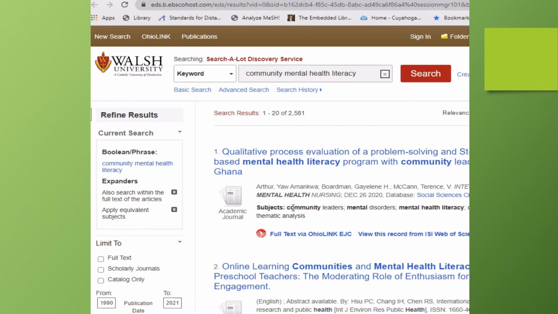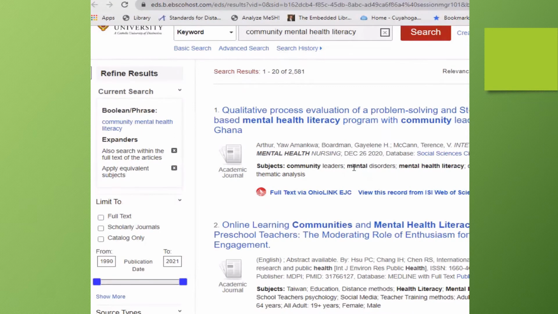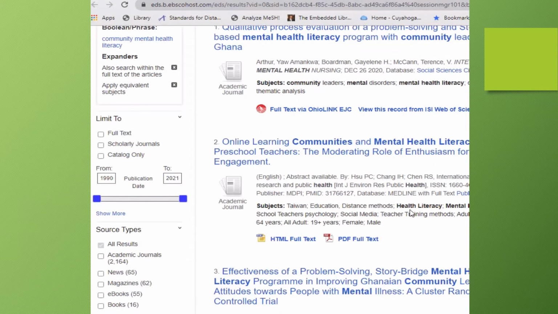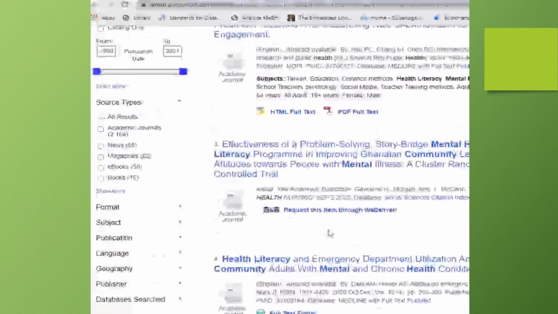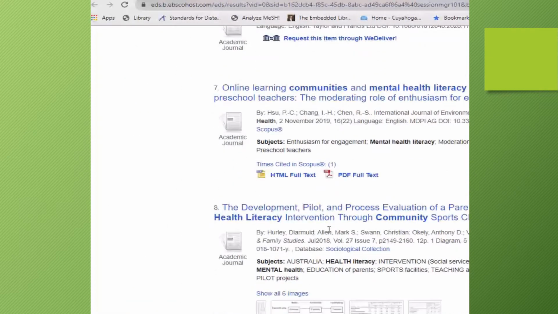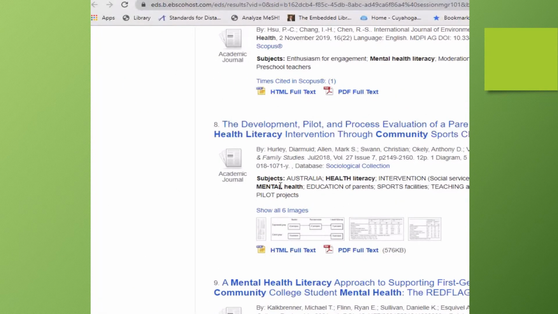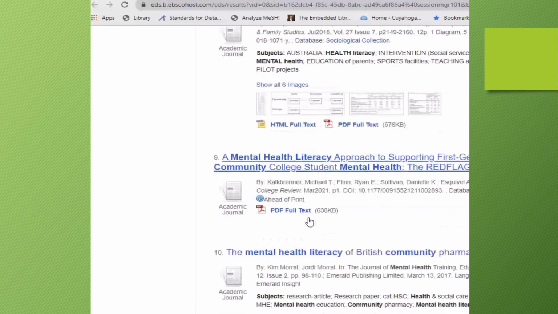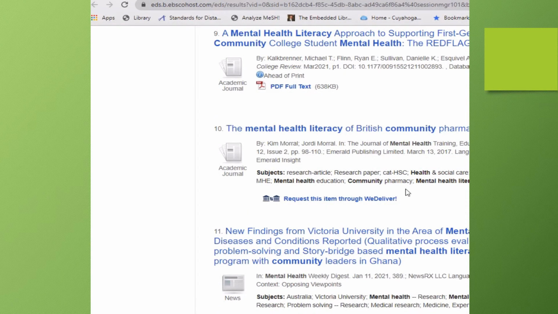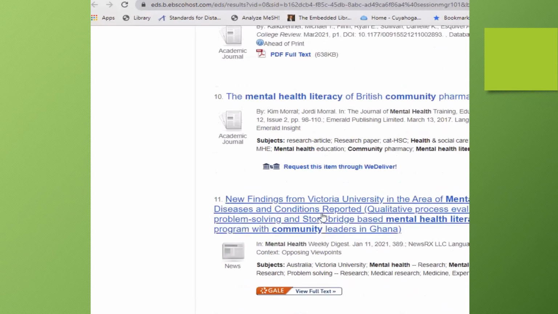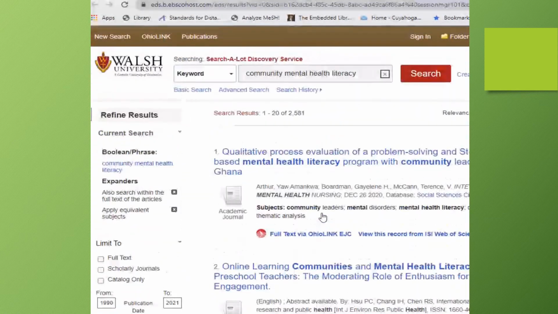Looking through the subject headings, we see community leaders, mental disorders, and mental health literacy. That's something I might want to think about as using for a subject heading. Health literacy. Again, health literacy, mental health, education of parents, teaching aids, mental health literacy, community pharmacy. So we have an idea of how we could search at the subject level heading now.